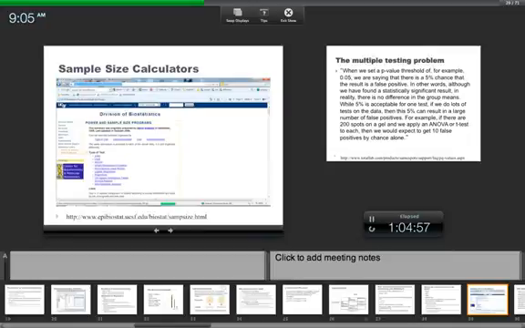So to calculate sample sizes, I think SPSS has a module or special package that you have to pay extra to get. But on the internet, there are many sample size calculators available. And this is one of the websites that I frequently use. It's free.